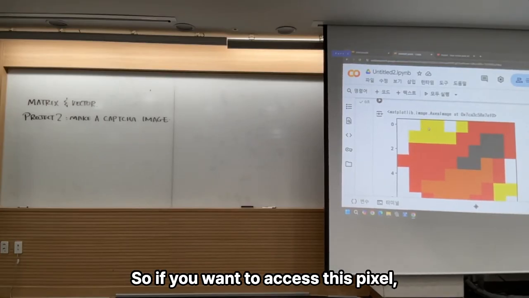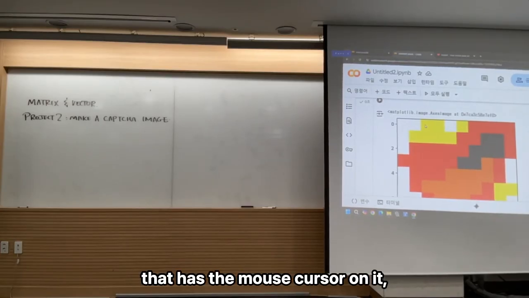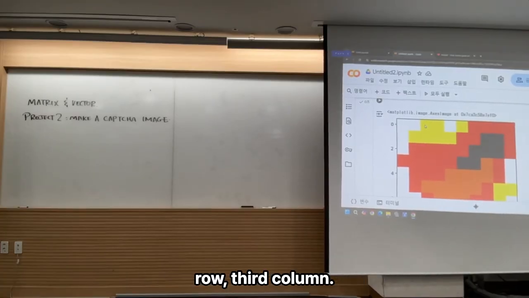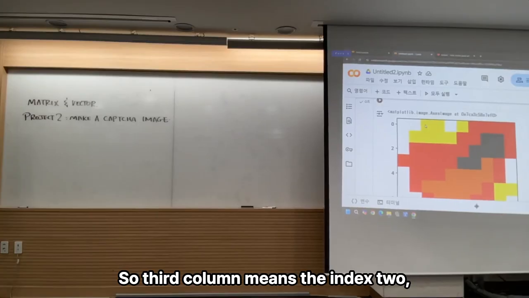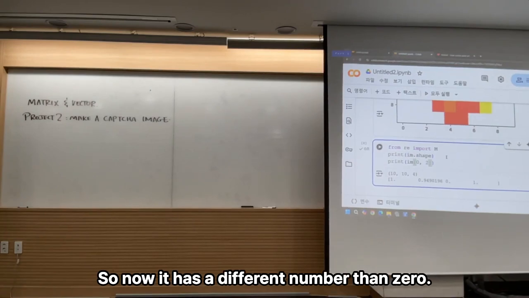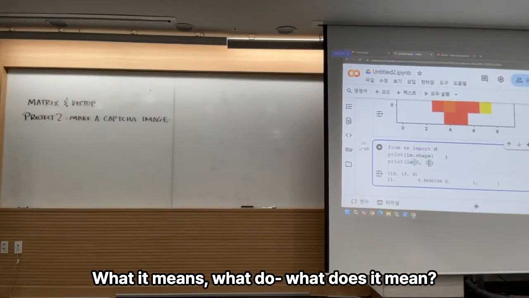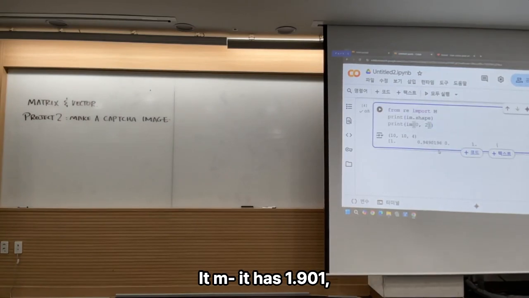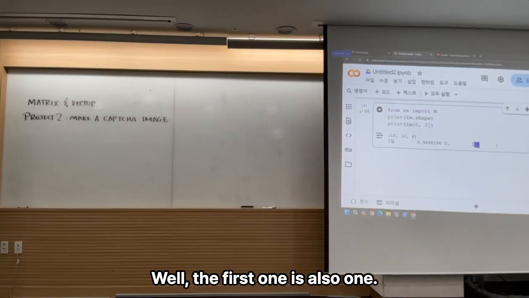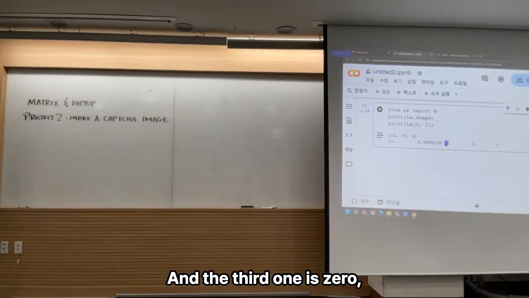And what about this yellow part? If you want to access this pixel, the one that has the mouse cursor on it, you need to have the zeroth row, third column. Third column means the index 2. So I need to access 0, 2, right? Now it has a different number than 0. What does it mean? It has 1, 0.901. So there are 4 numbers. The last one is 1, but the first one is also 1, and the third one is 0.